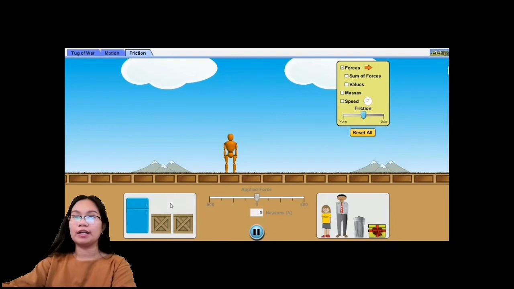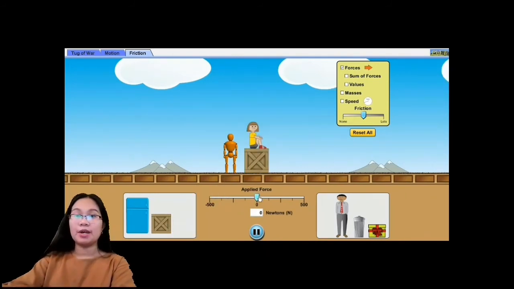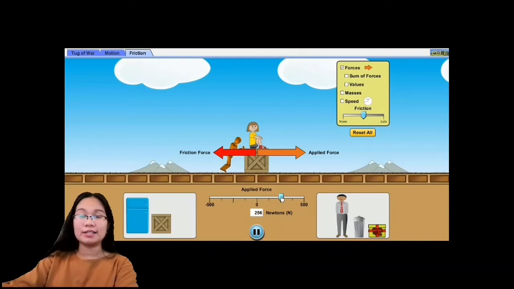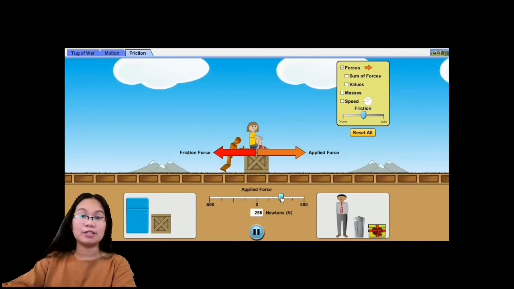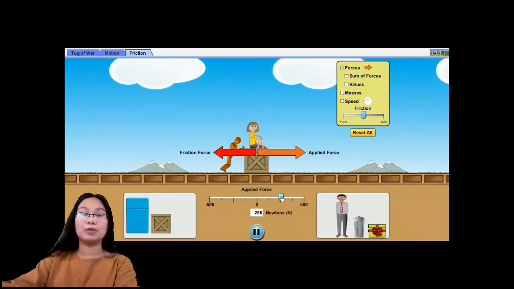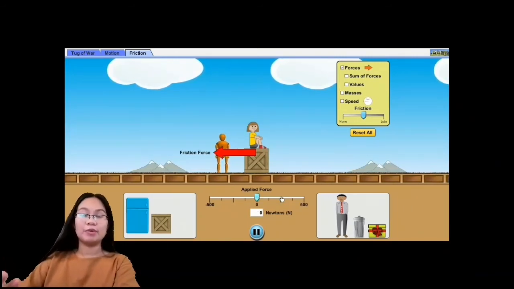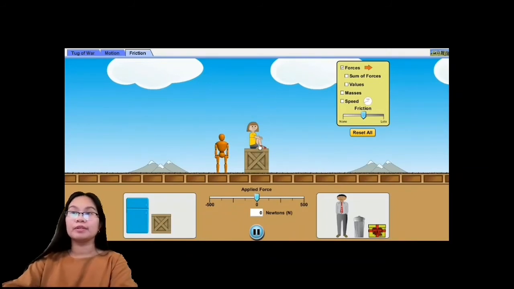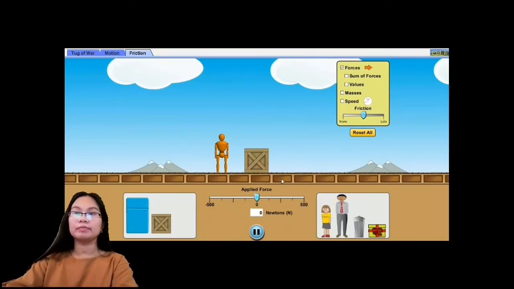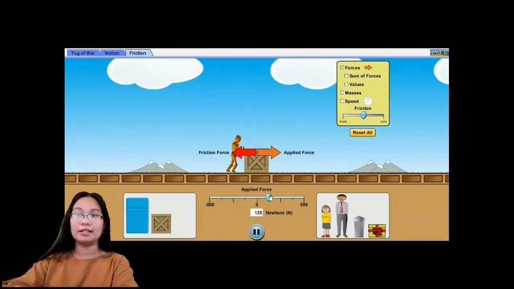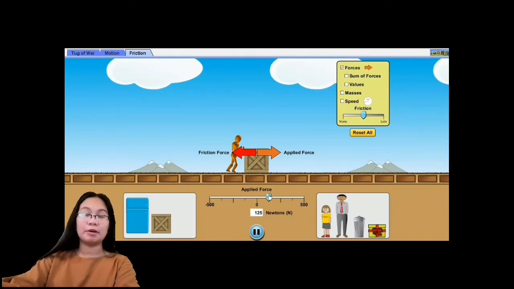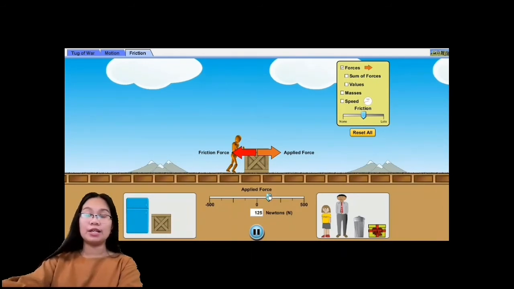So let's have a crate again. What if this time we have a crate and then we have a girl? Then let's apply 250 newtons again. So you can see that this time the crate is moving at a slower rate. Therefore, the acceleration is inversely proportional to the mass. So what if we just change the force? Let's remove this one, and then let's just apply a force here, this amount of force. And then what if we increase the force?